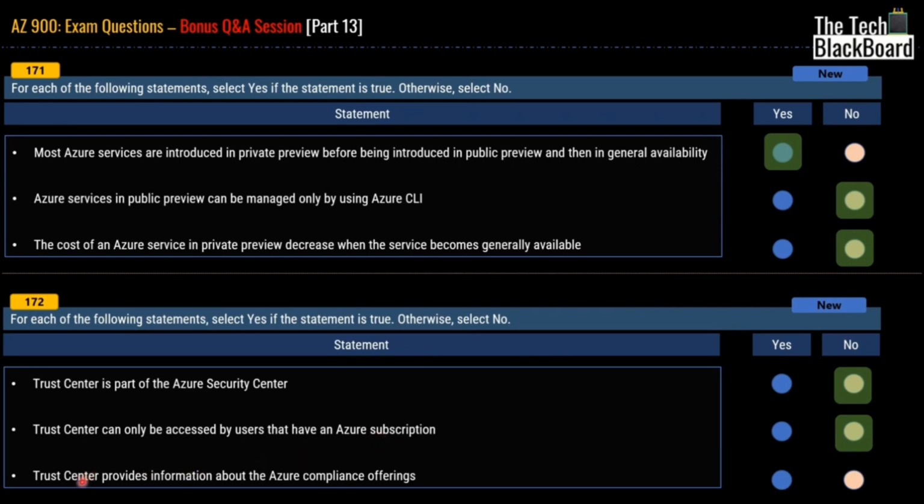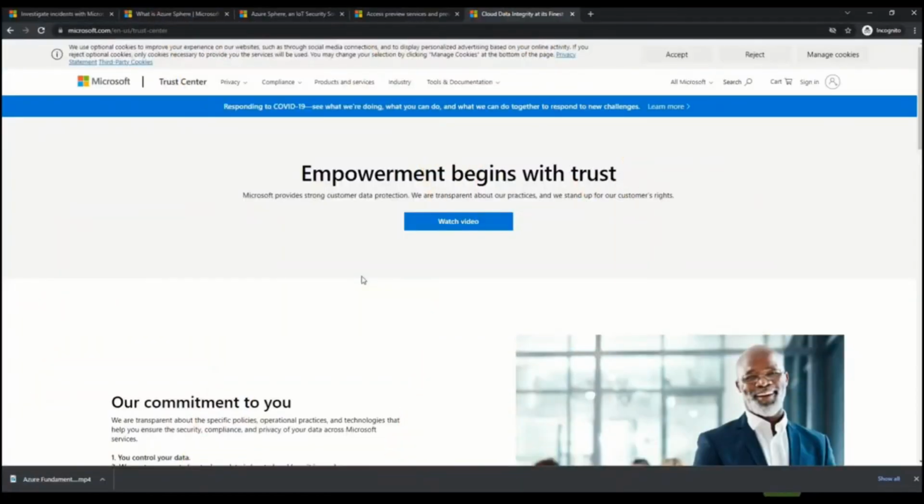Then the third statement says that the Trust Center provides information about Azure compliance offerings. The correct answer for this statement is yes, it does. So Trust Center is a Microsoft site where it gives a lot of information about the Microsoft or Azure compliance offerings. If you want to read more about Microsoft Trust Center, then this is the website where you can come in. And as you can see, I'm not logged in and still I can access this website. So this means that it is an open website and anyone can read through. And as always, you will find the link for this documentation in the description box.